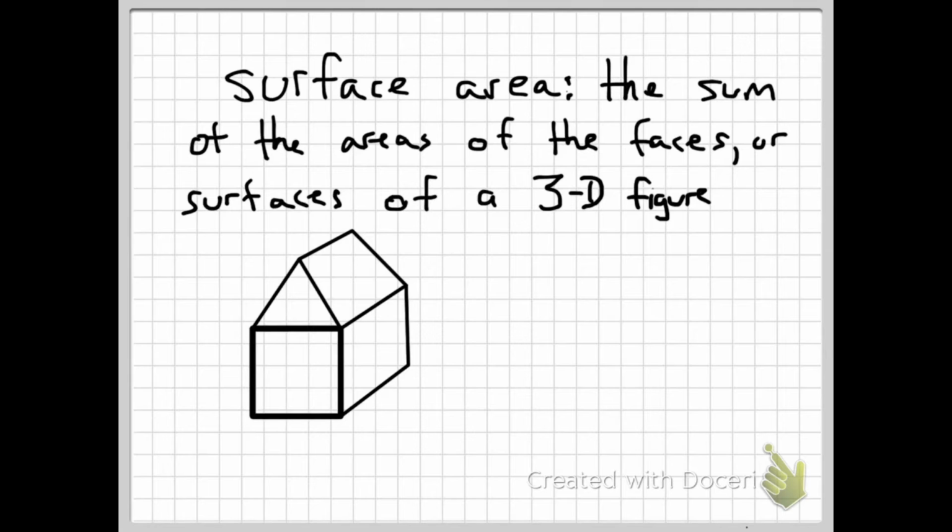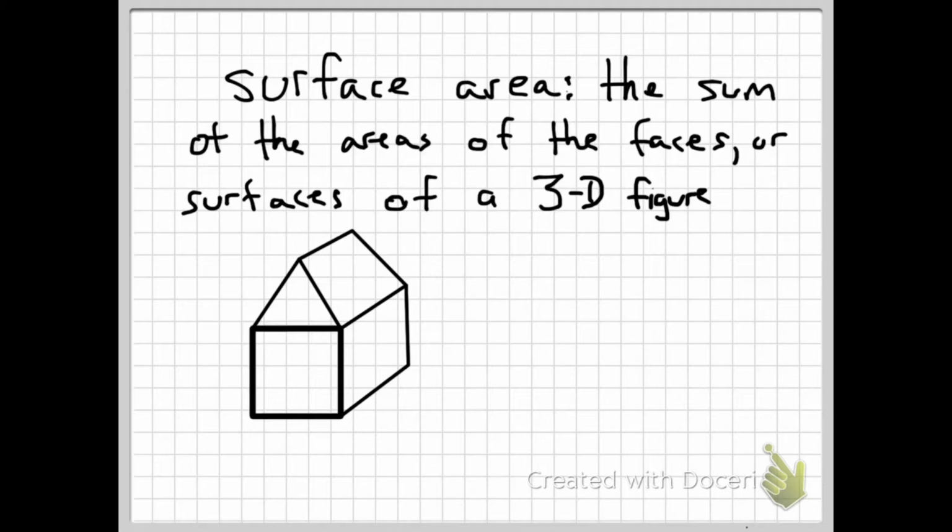All right, and then the next term, which is basically what our goal is here, is the surface area. So surface area is the sum of the areas of the faces, which is the outer portion of whatever 3D shape you're talking about, or surfaces of a 3D figure. So let's say that we had this house here, and we had to figure out how much paint we would need in order to cover this entire house, including the roof, the side, and the front, and all that.